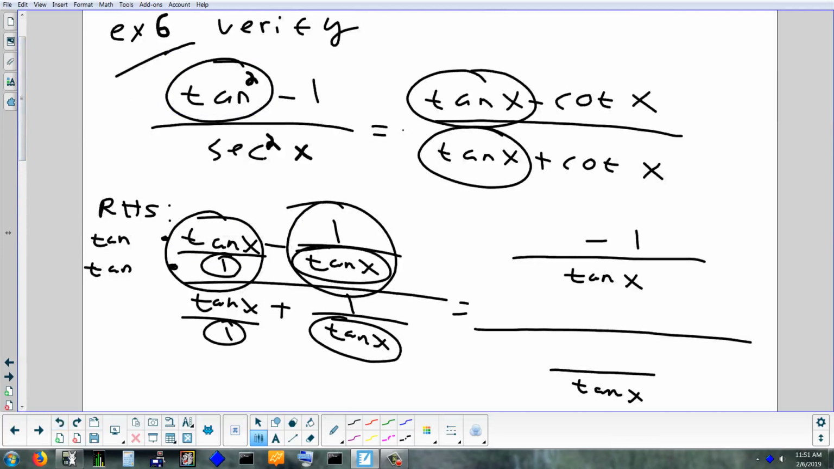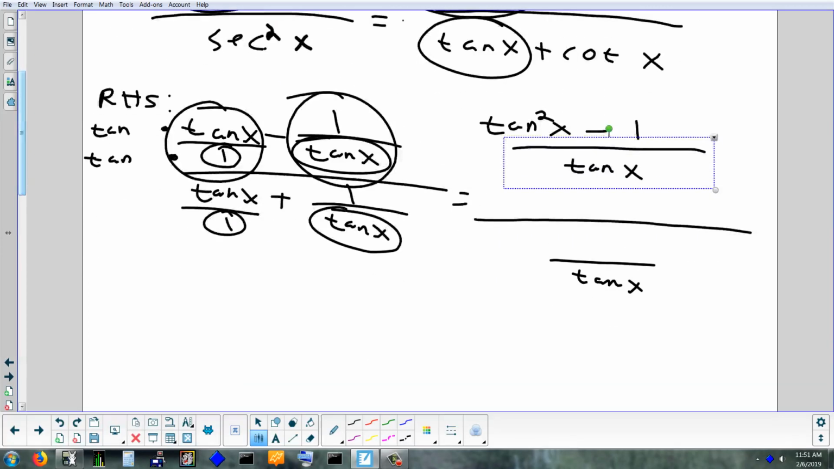We were supposed to get tangent squared. We were supposed to get a minus 1. We kind of got something like that now. Tangent times tangent, tangent squared. Tangent times 1, there's your tangent. I know, I keep saying tangent. Now the bottom is the same thing, except what's the only difference between the top and the bottom? The bottom one is a plus. So write the same thing again.